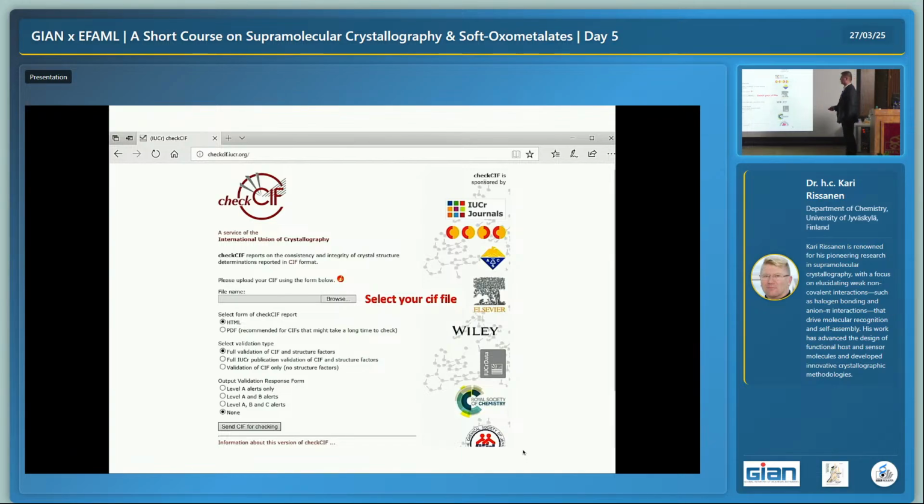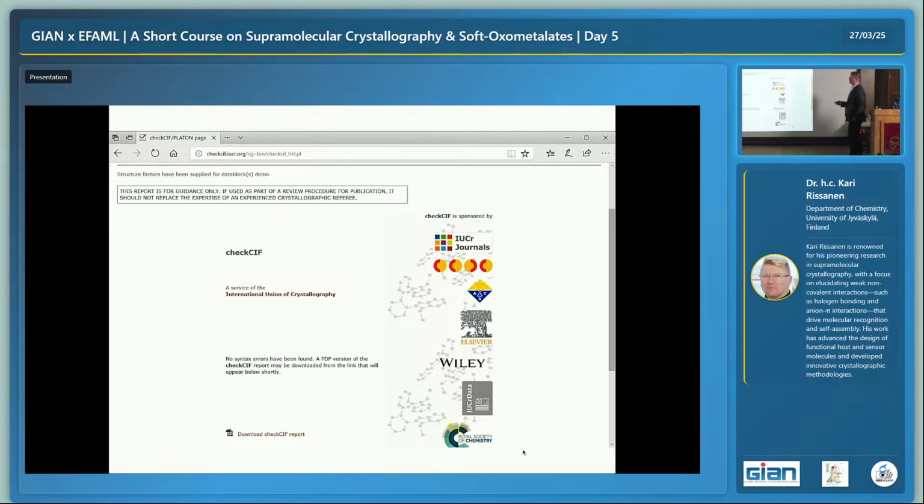Everything is fine. And then there are different ways how the validation is done. And finally, if there is something wrong, I will show you soon, it automatically makes a complaint about this. It says, okay, now there is an error here. You have two choices. Either you can try to remove the error, if there is something you can do, or if you cannot, you have to explain it. This part here, output validation response form, we can have this there and we can type, for example, okay, the data was bad, our crystal was really badly diffracting. We tell already in there why.